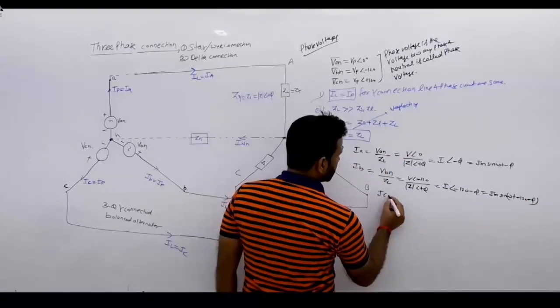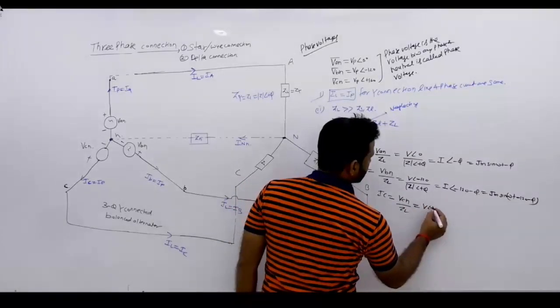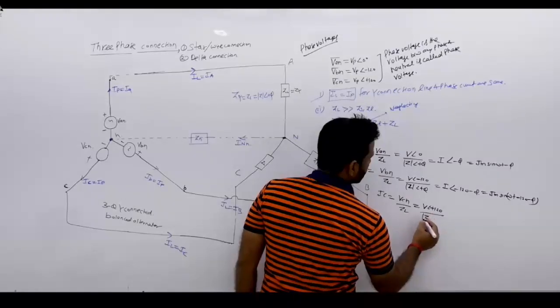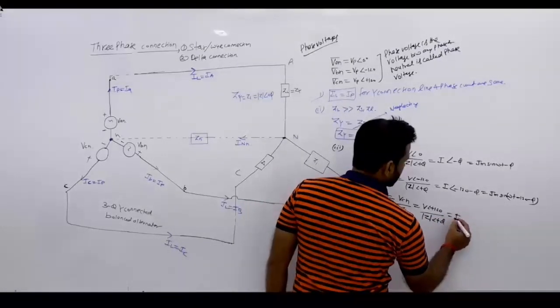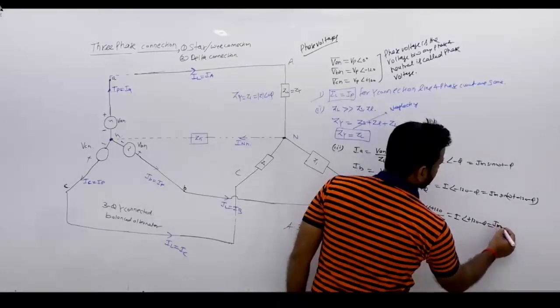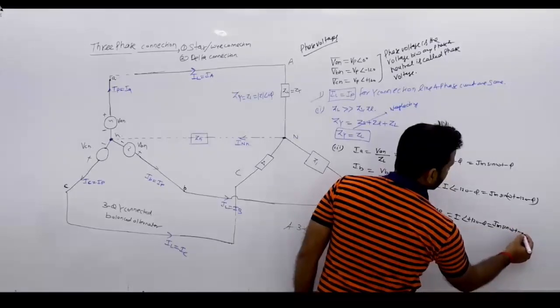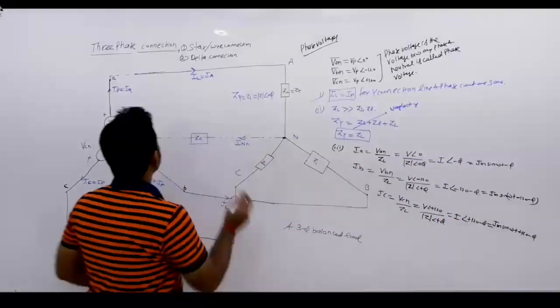Similarly, I can take IC. IC is what? VCN upon ZL, so it is V angle plus 120 degrees upon mod Z angle plus phi. So it is I angle plus 120 minus phi, that is equal to Im sin omega t plus 120 degrees minus phi. Okay, now, so these are the currents.